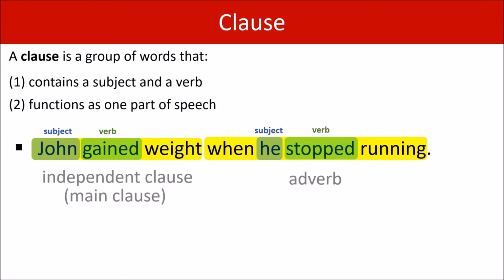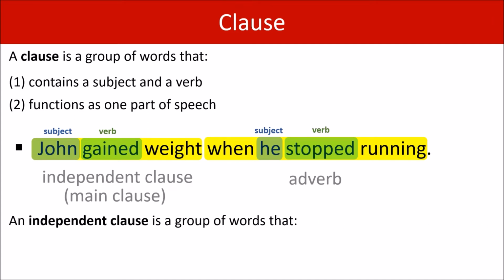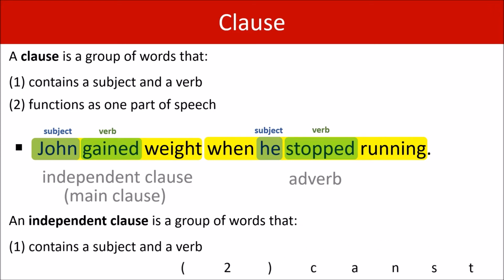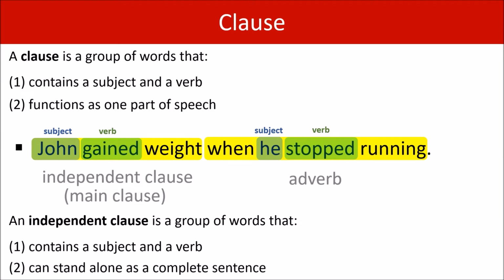Let's put up the definition for an independent clause. An independent clause is a group of words that contains a subject and a verb and can stand alone as a complete sentence. So John gained weight. That could be a complete sentence. And we're going to talk a little bit more about independent clauses. Let's clear this.